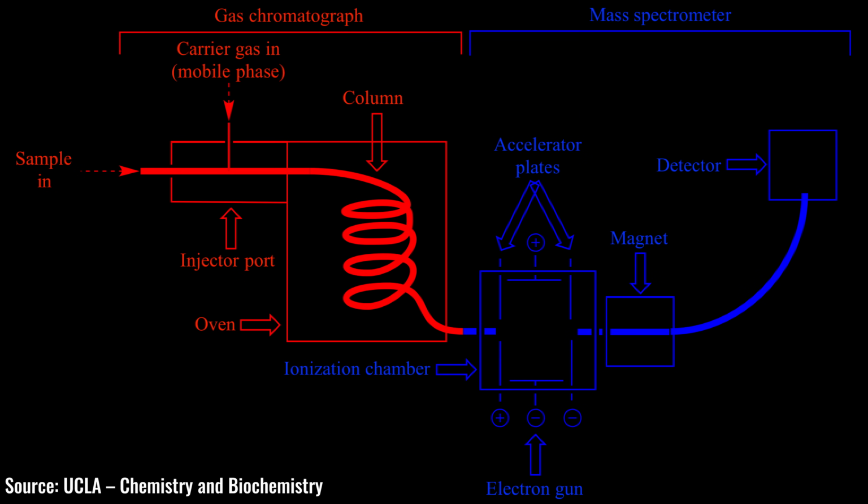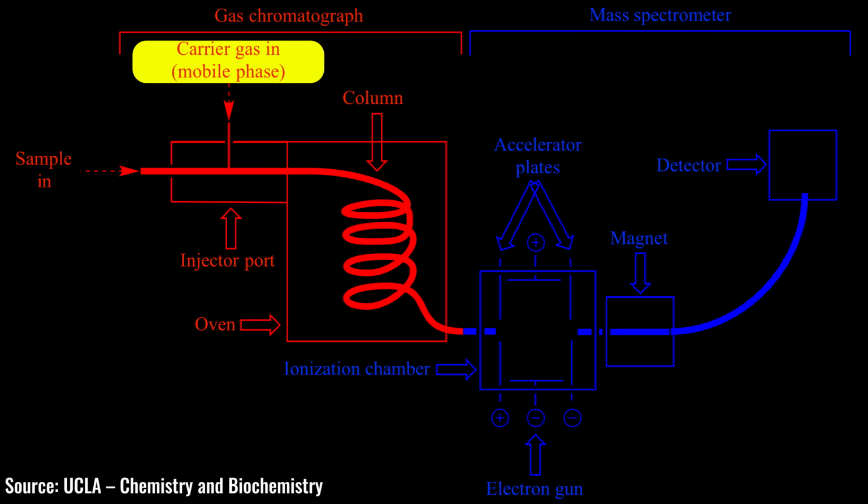Now, GCMS is a powerful analytical technique that combines the separation capabilities of gas chromatography with the identification and quantification abilities of mass spec. And it's widely used for detecting and analyzing compounds that can be vaporized without decomposition. How it works is pretty simple, even if the diagram looks pretty complicated. First, a small volume of the sample is injected into the gas chromatography inlet, where it's immediately vaporized.